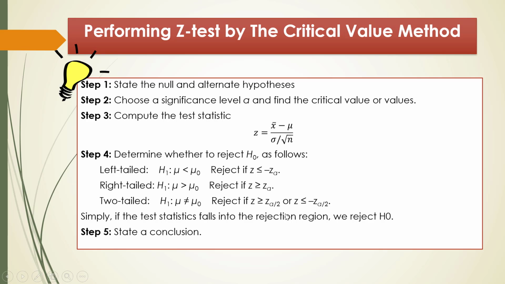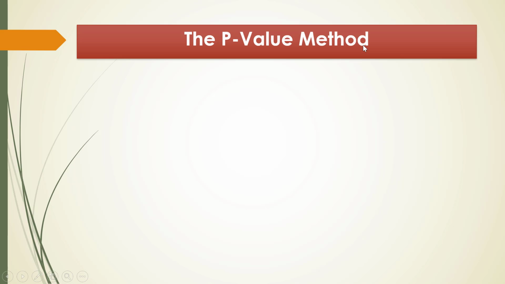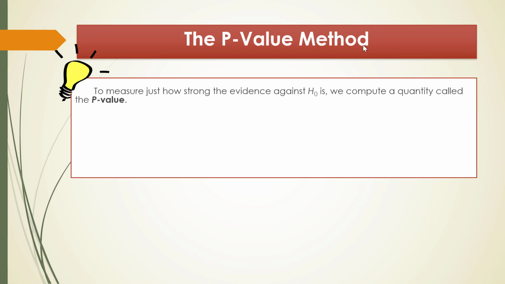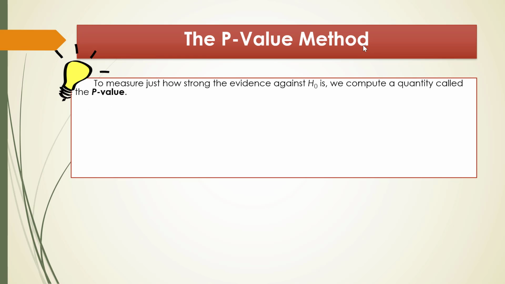Step 5, we state a conclusion. So that's how we perform a z-test by the critical value method. The second method is the p-value method. The idea of the p-value method is to measure just how strong the evidence against the null hypothesis is.